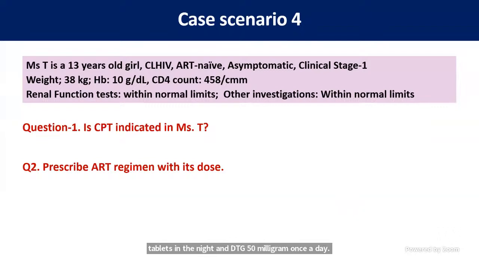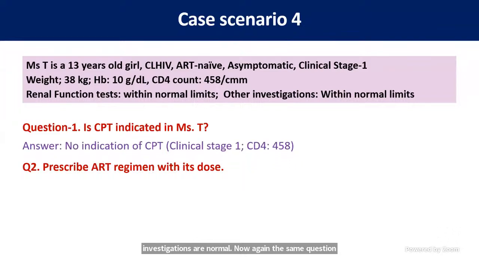Now, here we have a 13-year-old girl with HIV infection, ART naive, asymptomatic, clinical stage 1. She is weighing 38 kgs and hemoglobin is 10 gram per deciliter. CD4 count is good, 458. Renal functions are within normal limit. Other investigations are normal. Now, again the same question, is CPT indicated? No, because age is more than 5 years, clinical stage 1, CD4 count is more than 350. No indication for cotrimoxazole prophylaxis.